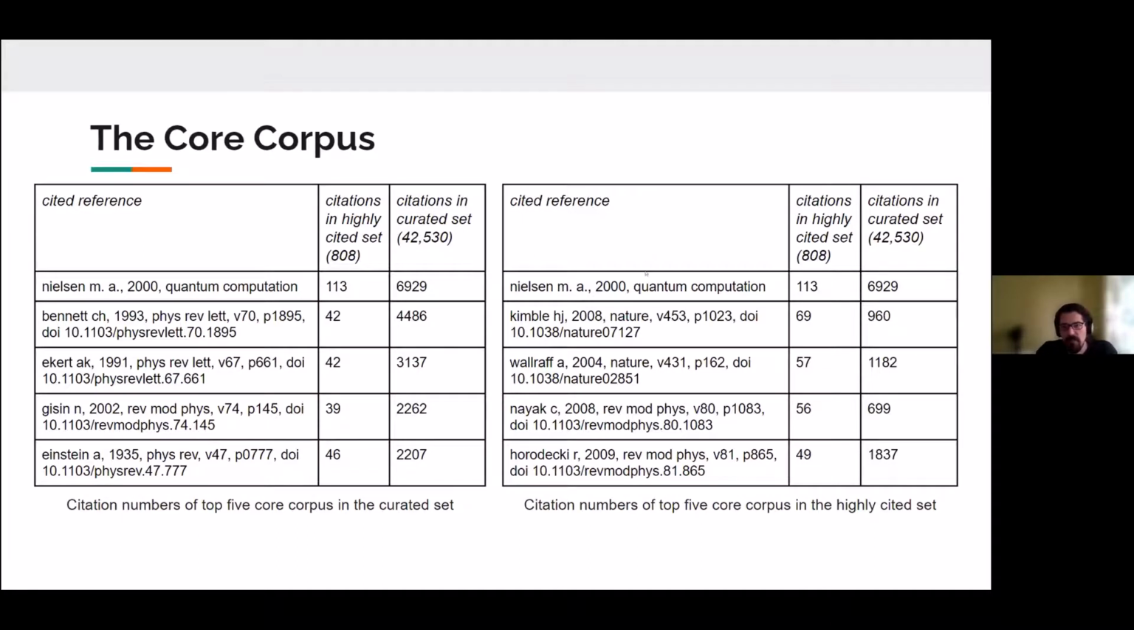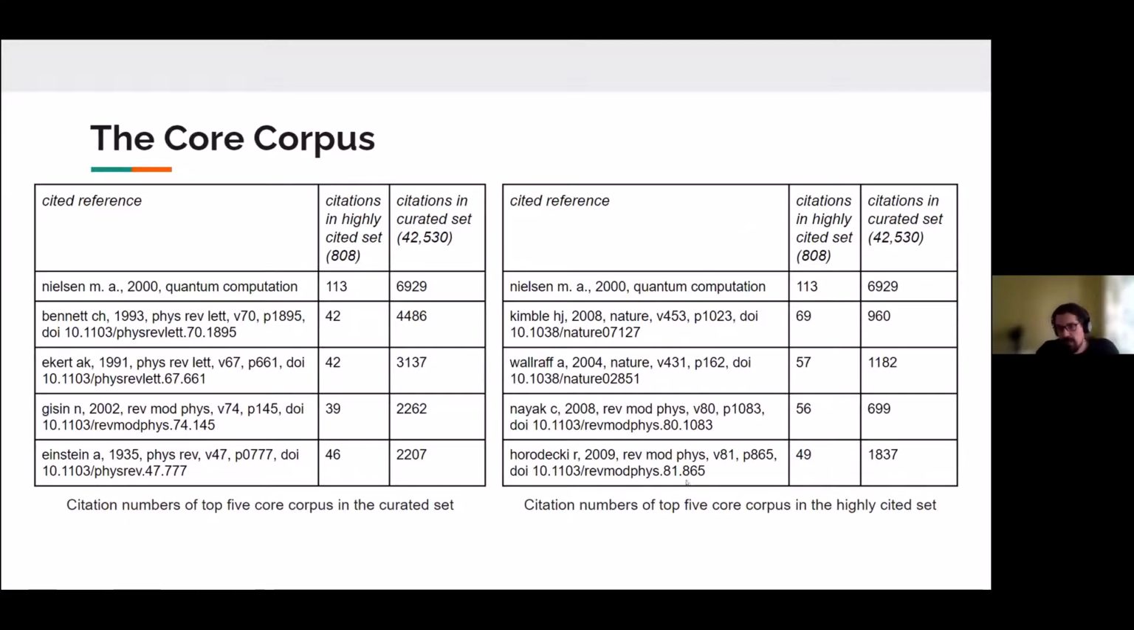And here you can see in both cases, Nielsen and Chuang is the first academic work that has been cited by most of the literature. But the other four, I mean, we looked at the top 5 here, but you can see the full list in the paper. The other 4 change. For the general literature, people usually cite the cornerstone articles like Bennett's, Ekert's, Gisin's, and EPR papers.